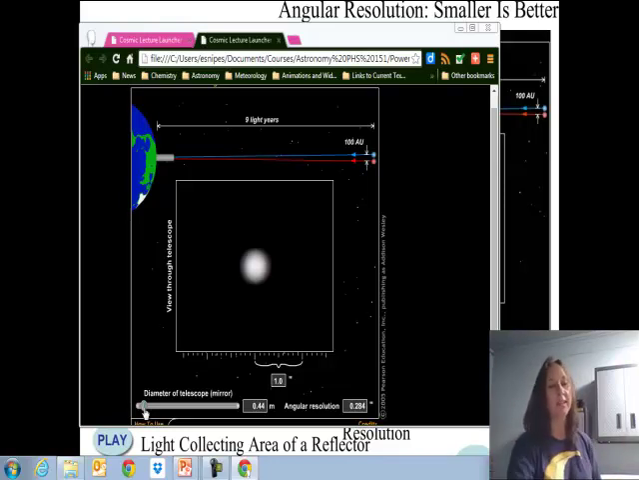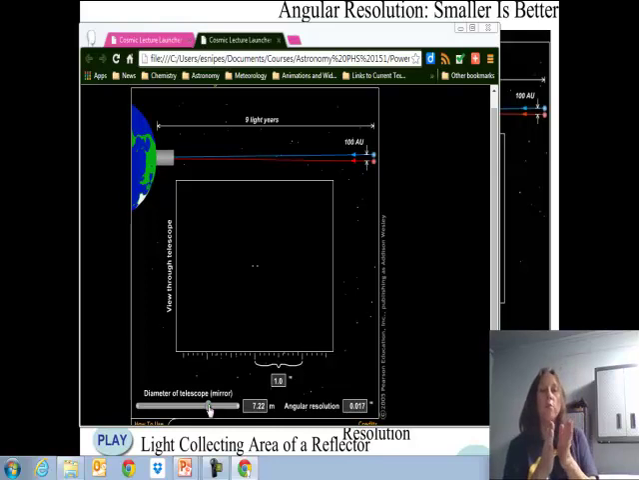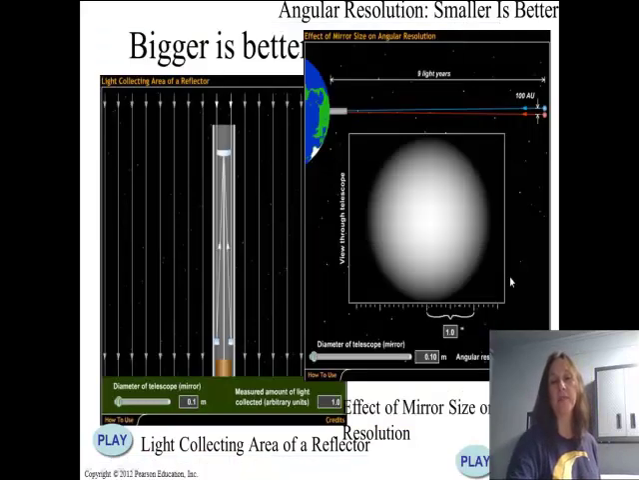Notice that the blobby light has gotten smaller. It's gotten tighter. Okay, I'll go ahead and increase that to 1 meter. You can almost start to see double lobes there. Increase the size of the mirror to 2.5 meters, and we can clearly see 2 stars. Okay, increasing it to 4 meters, 5 meters. Okay, they're just intense dots now. We have gotten more and more detail as we increase the size, the diameter of the telescope.